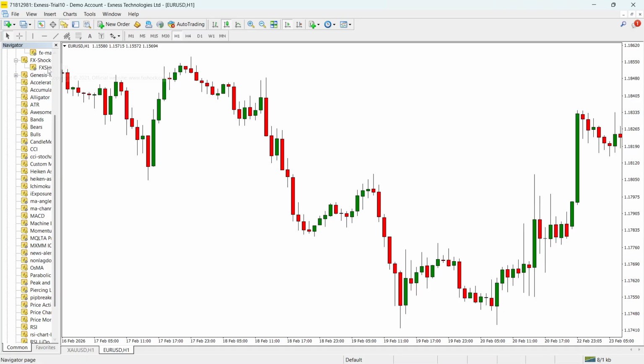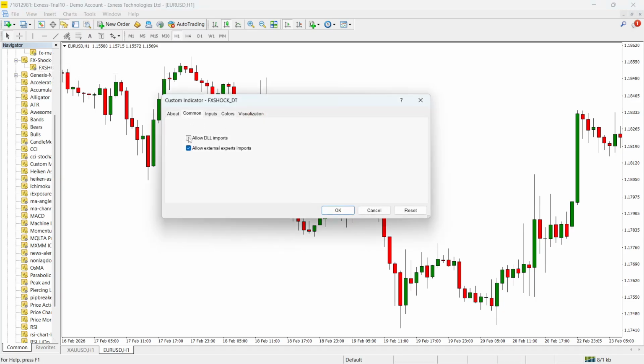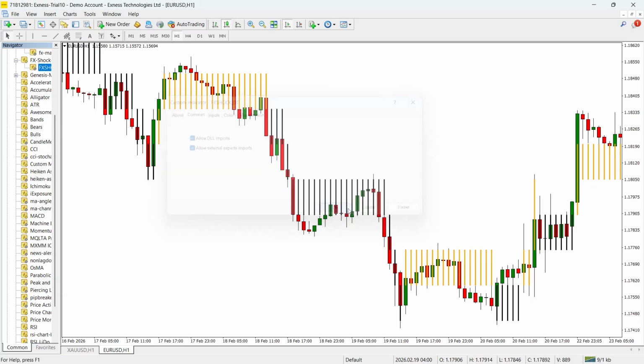At this point, I'm going to load the indicator on the charts so you can see how it looks in real time. Remember, I want to allow the DLL imports. And there we have it.